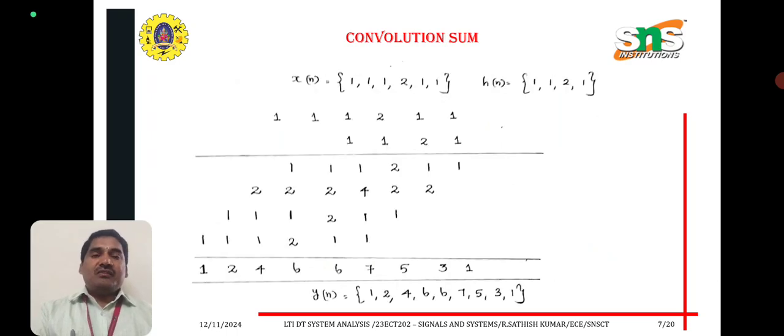This is another convolution sum. X of n is equal to 1, 1, 1, 2, 1, 1. H of n is equal to 1, 1, 2, 1. Now we can multiply and get the results by using the multiplication method. We get the response 1, 2, 4, 6, 6, 7, 5, 3, 1. This is the output of the given convolution sum.